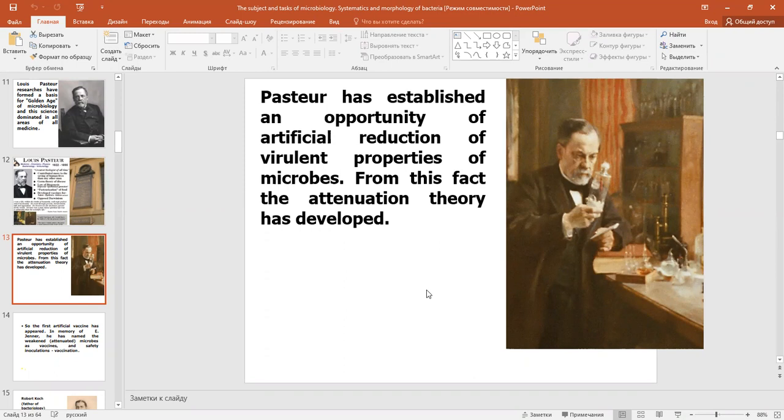Pathogenicity, I'm repeating, is the ability of species of microbes to cause infectious diseases. They have special factors of pathogenicity. And inside the species, strains are different by these properties, and by virulence. Every strain of microbes has the ability to cause infectious disease. So virulence and pathogenicity are similar terms.